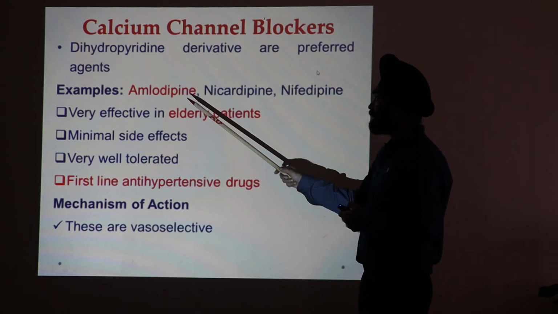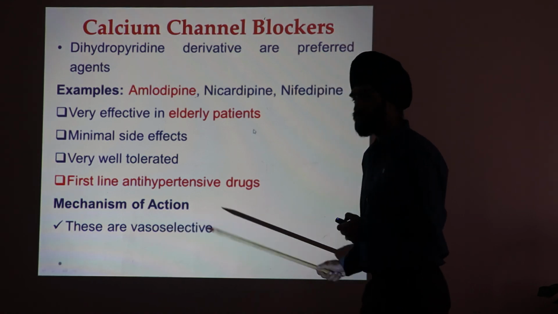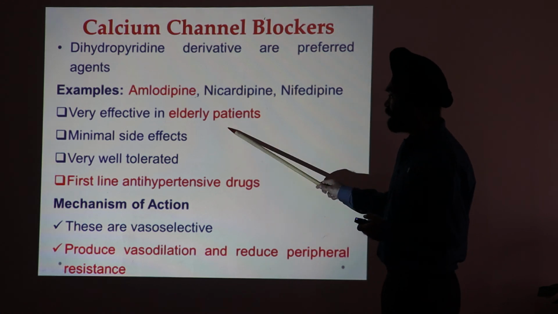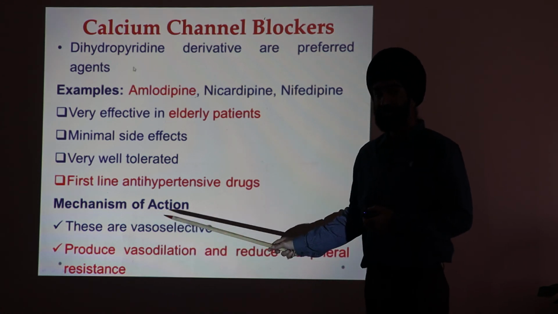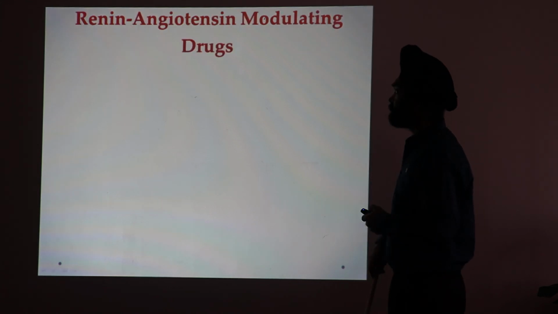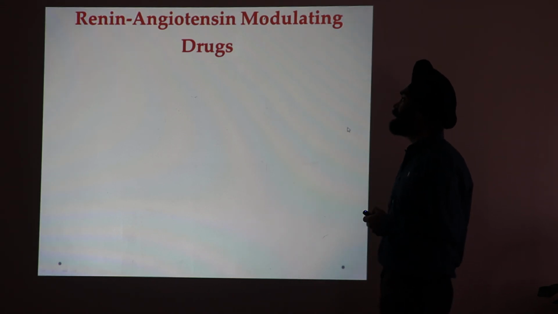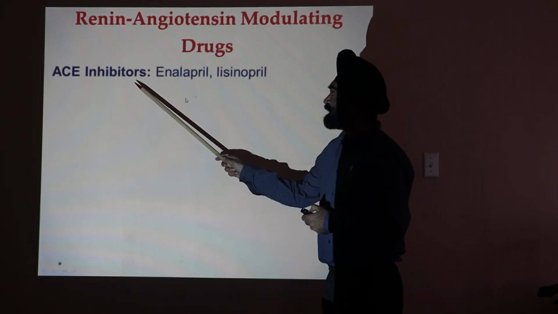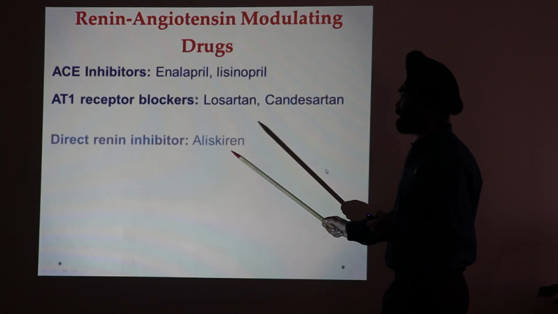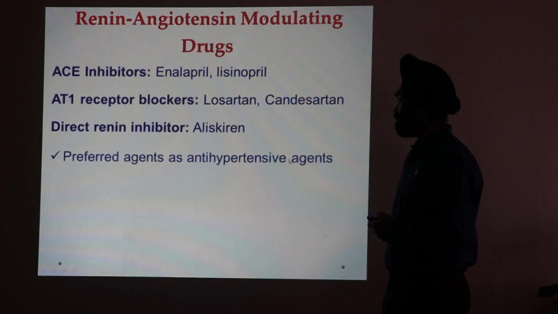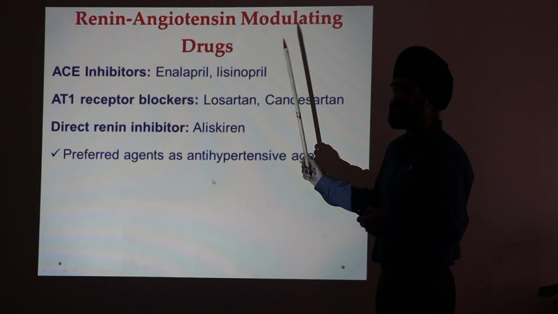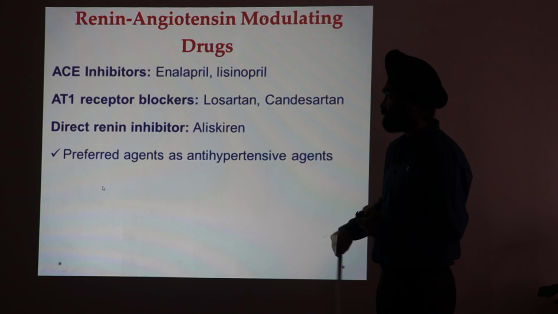Mechanism of action: these dihydropyridines are vasoselective and they produce vasodilation and reduce the peripheral resistance. Again, the detailed mechanisms you can see by clicking the link given in the description section related to calcium channel blockers. Next category, renin-angiotensin modulating drugs. We have the ACE inhibitors like enalapril, lisinopril, AT1 receptor blockers like losartan, candesartan, and the direct renin inhibitor aliskiren. These are again the preferred agents in hypertension, particularly these two categories.